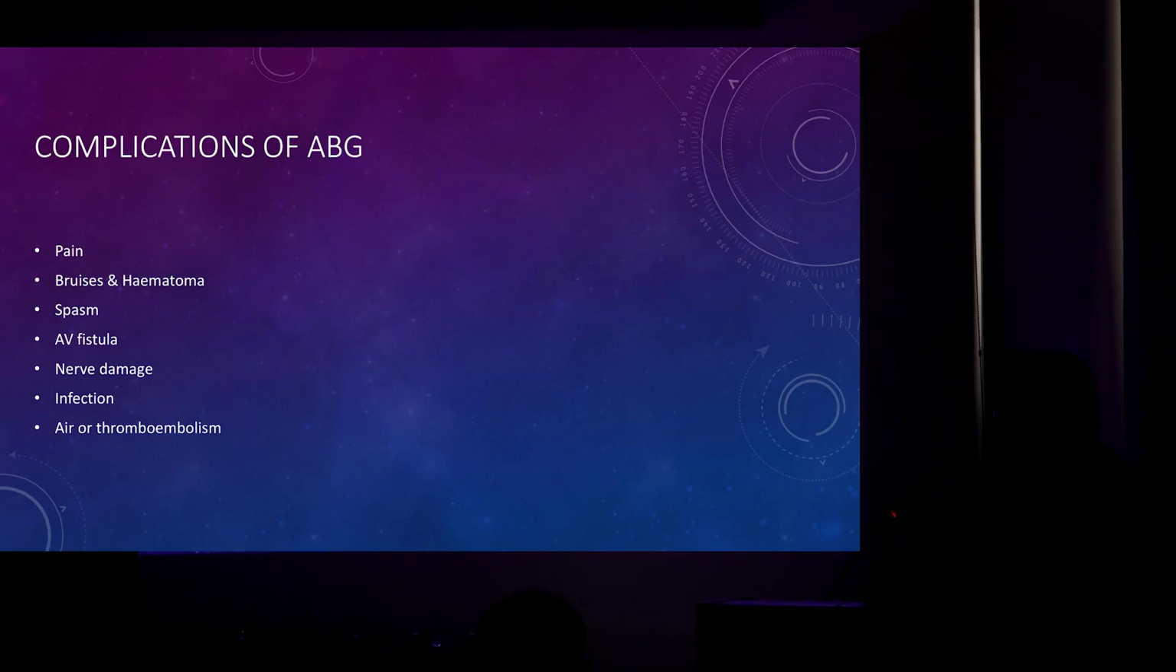Now, complications of the ABG can be pain at the local site, bruise, hematoma, spasm, especially in patients who have a previous history, AV fistula, nerve damage, infection, air and thromboembolism if not done correctly.